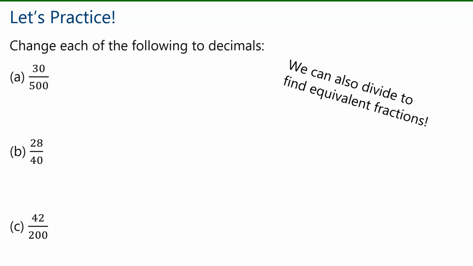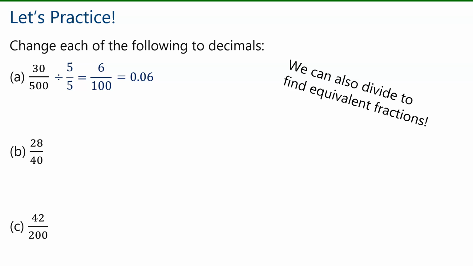Now let's practice some more. This time the note says that we can also divide to find equivalent fractions. In the last few examples we always multiplied, but now you can also divide. So when I see 30 over 500, I see that I can make 500 into 100 by dividing by 5. So let's do that. 30 divided by 5 is 6, and the bottom will be 100. So now as a decimal, moving your decimal 2 places to the left, it gets written like this. So we have 6 hundredths.